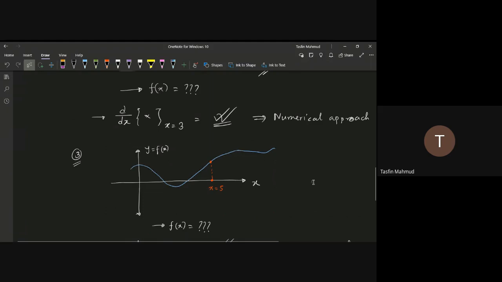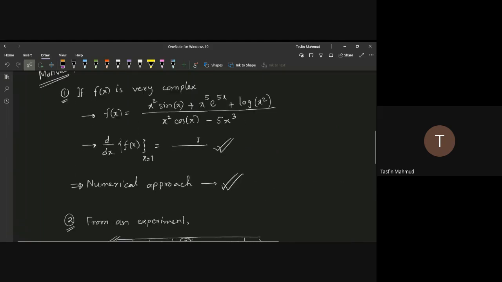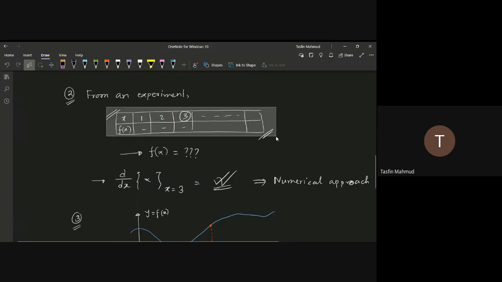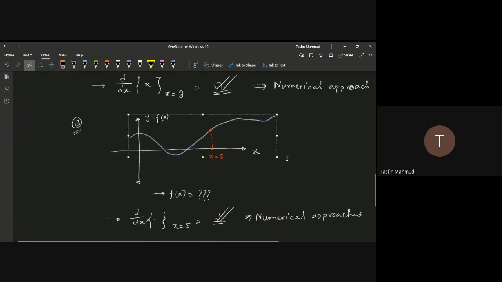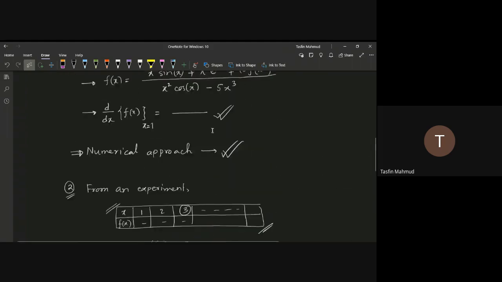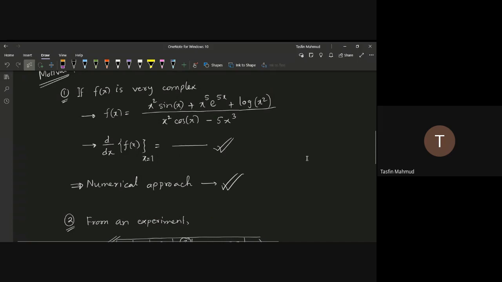সো আই গেস ইউ হ্যাভ গট দ্য মোটিভেশন ওয়াই ডু উই নিড নিউমেরিক্যাল অ্যাপ্রোচেস ইন প্র্যাকটিক্যাল লাইফ। Okay, so first of all, when the function is very complex, we need numerical approaches. And whenever we don't have the function, rather we have any data table or we have any graph, then also we can take the help of numerical approaches to determine the derivative at any certain point, like x equals 5 or x equals 3 or x equals 1, whatever. Okay. So that's the basic idea of numerical differentiation.